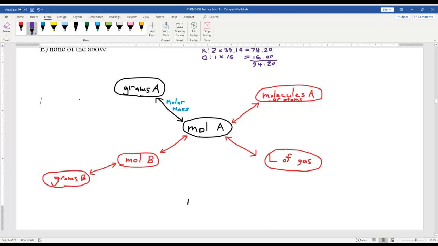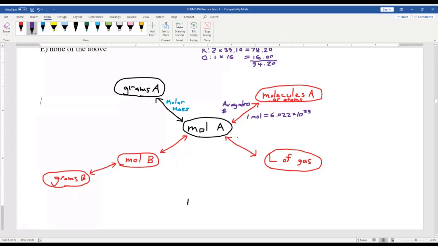All right. So here's the thing. To go from moles to molecules or atoms, that's where we use Avogadro's number, which is basically 1 mole equals 6.02 times 10 to the 23rd.